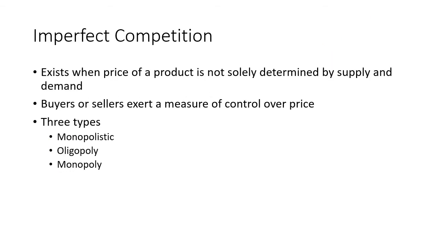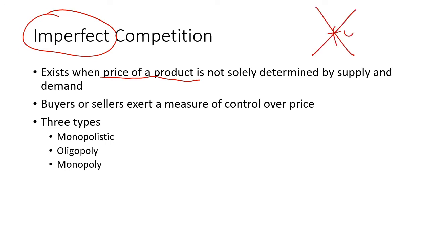So those are the types of markets we've been talking about up to this point, which is perfect competition. We're going to switch gears and talk about imperfect competition. So imperfect competition exists when the price of a product is not solely determined by supply and demand. So no longer is that equilibrium point relevant in determining the price. Buyers and sellers have the ability to exert some control or some power over the price, and we'll see how that works out in some graphs here in a bit.